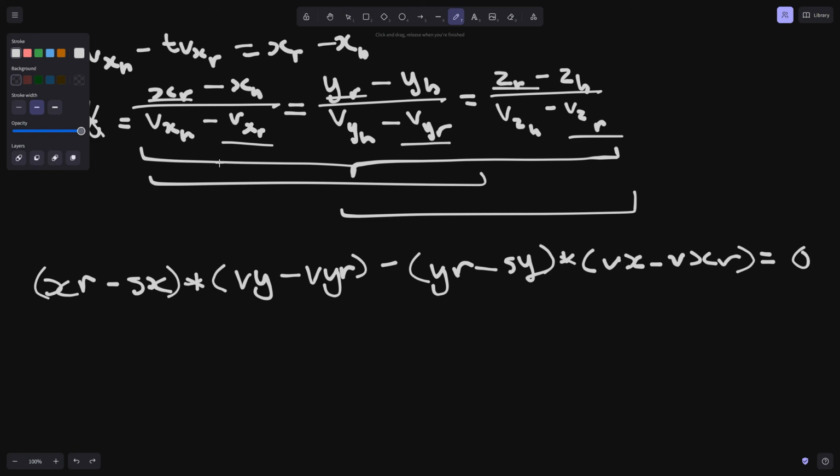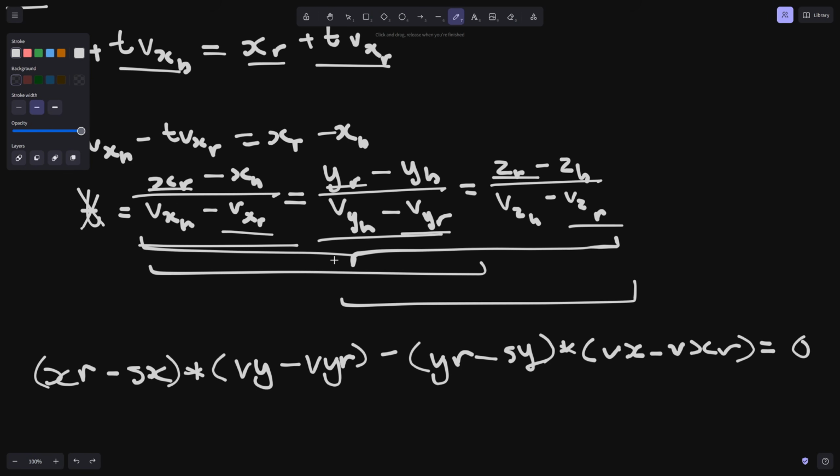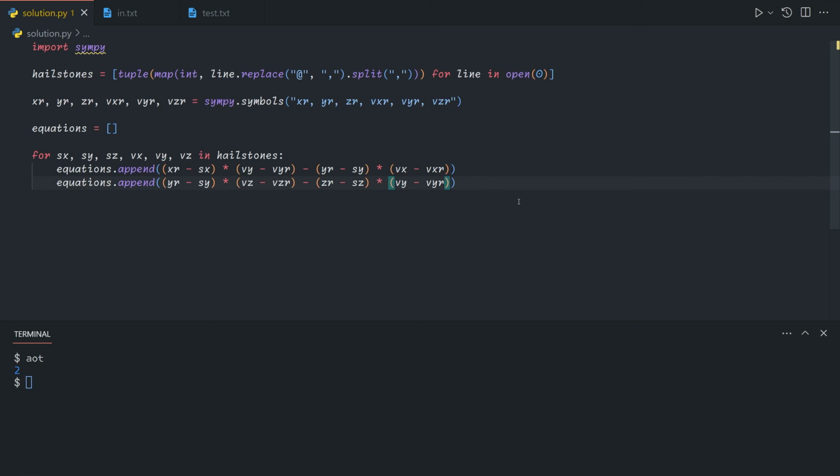If the x and the y are equal and the y and the z are equal, by transitivity, the x and the z must be equal. So we don't need to add an extra constraint to check that. And now we can say answers equals SymPy.solve equations. And so we can print out our answers.